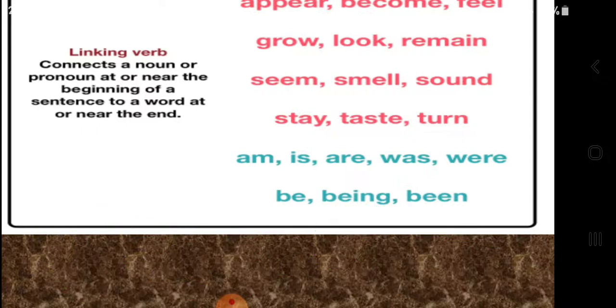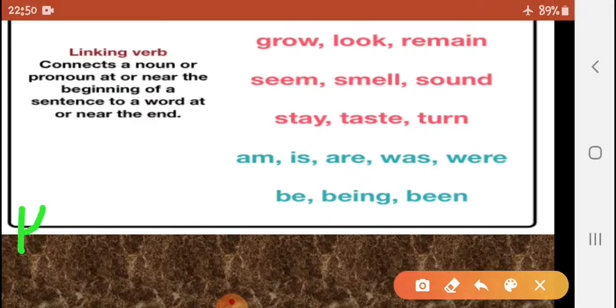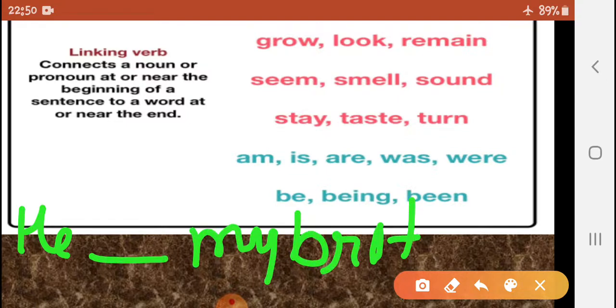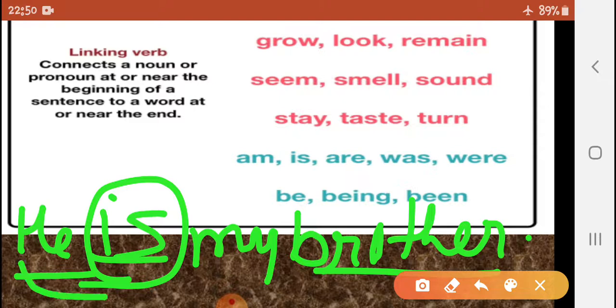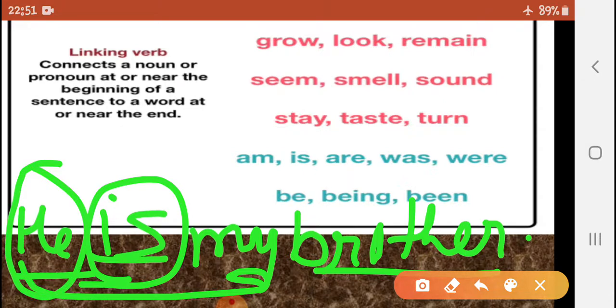Clear? For example, he, my brother. Now see here, brother is a noun and he is a pronoun. Now if I write he is my brother, then what is this is doing? This is connecting these two words together and forming a sentence, right? So a linking verb connects two things. At one place there can be a noun or pronoun, and at the other place it can be a noun, a pronoun, an adjective, or an adverb.